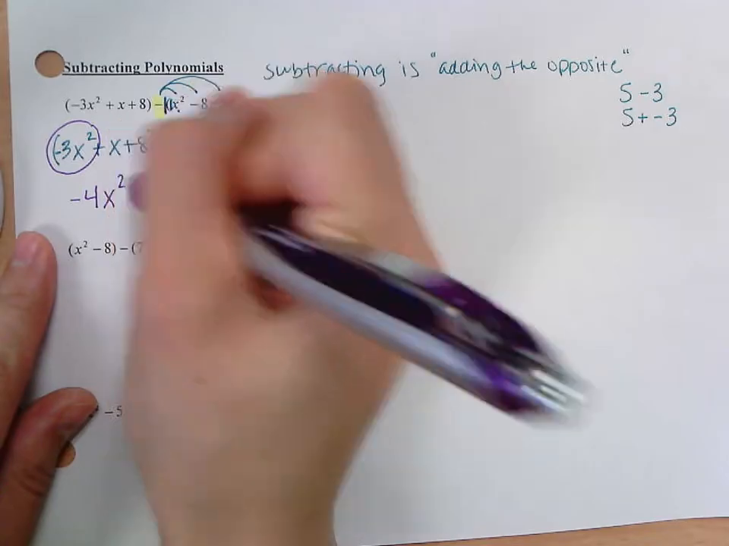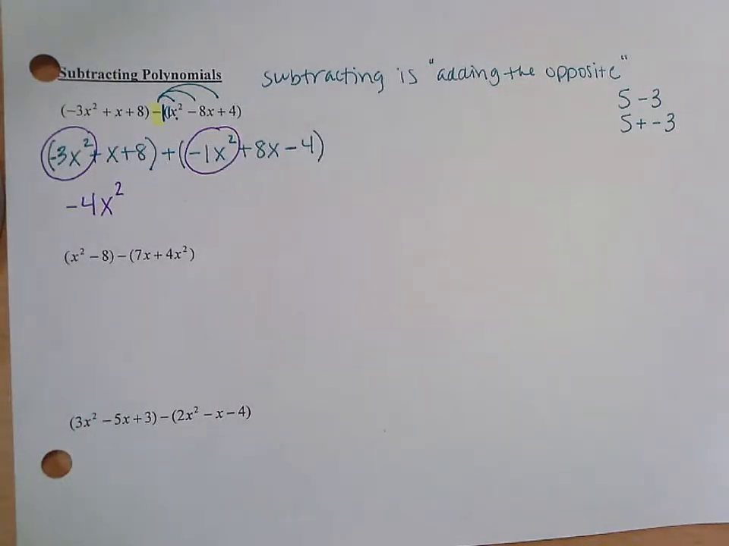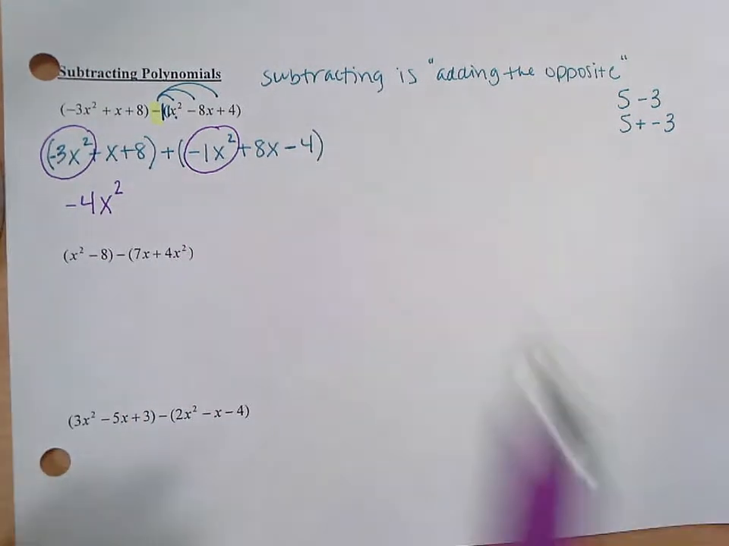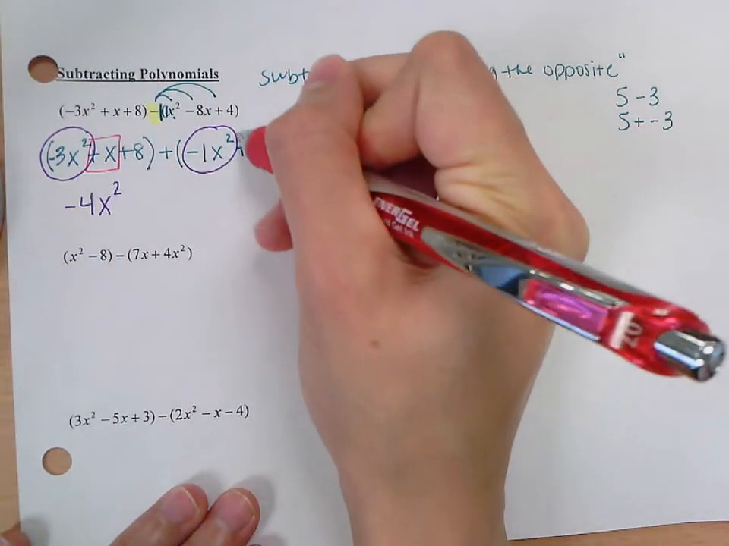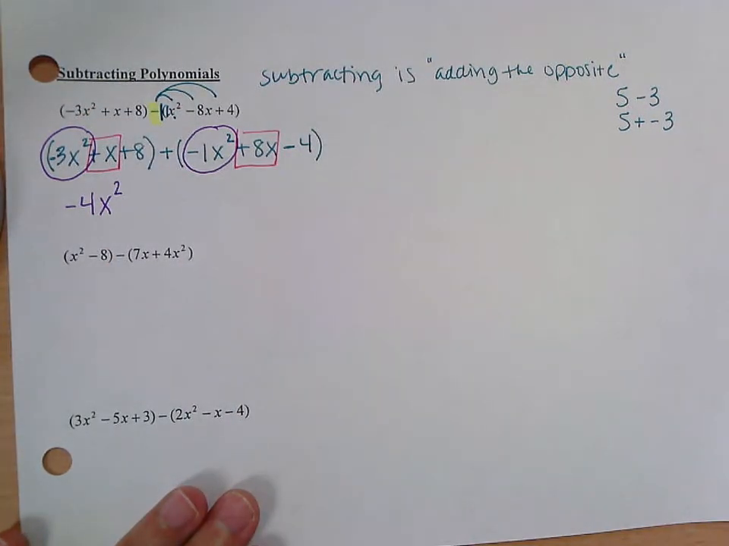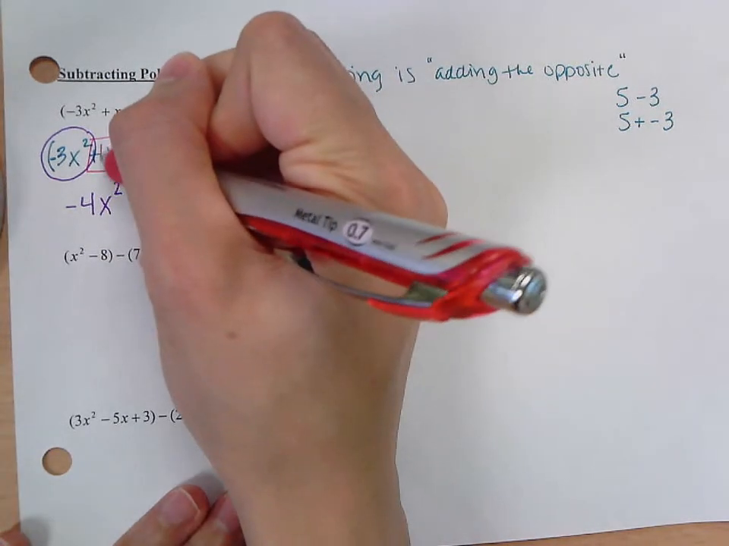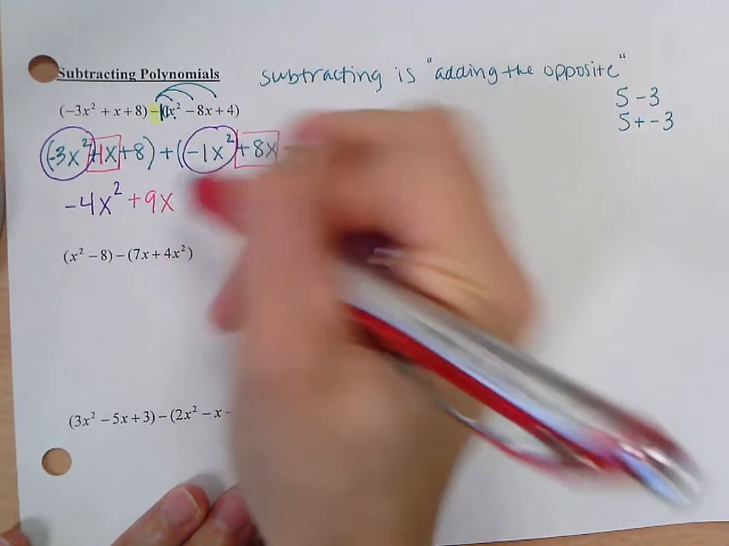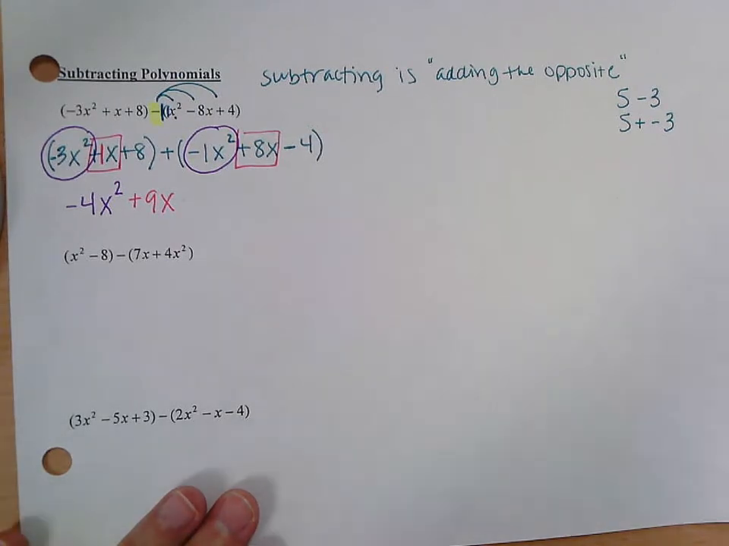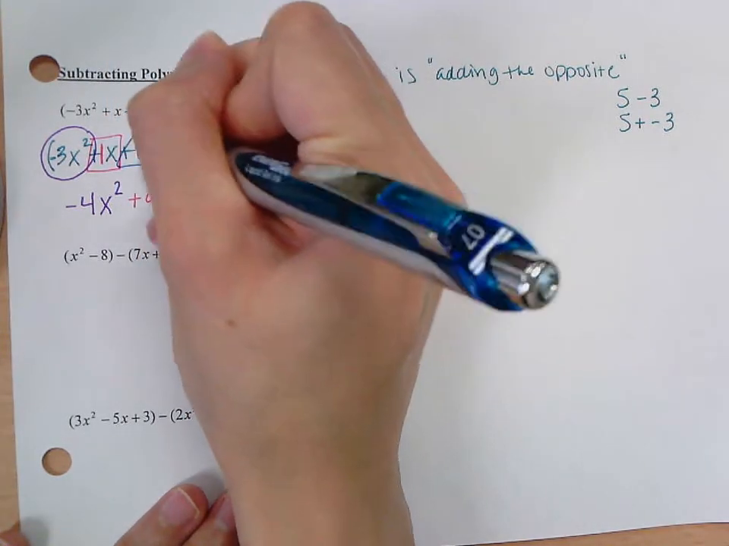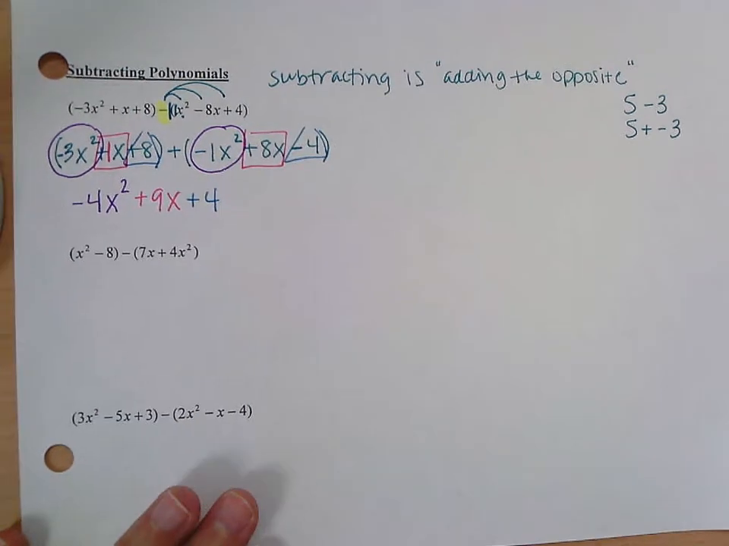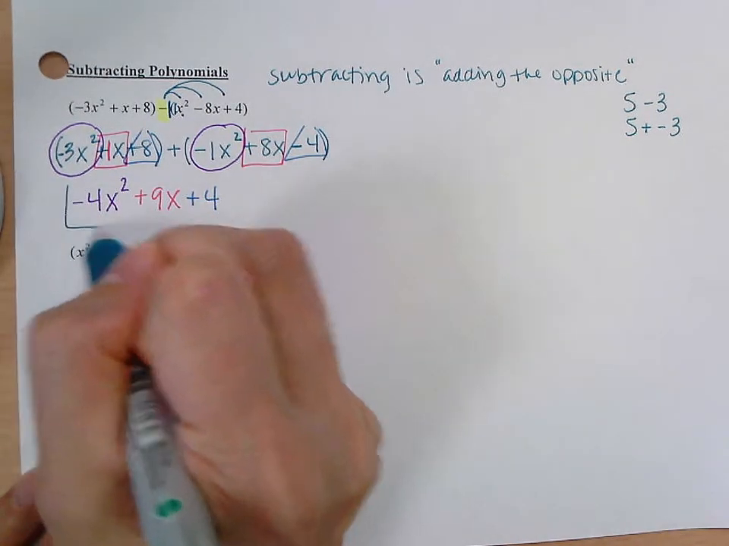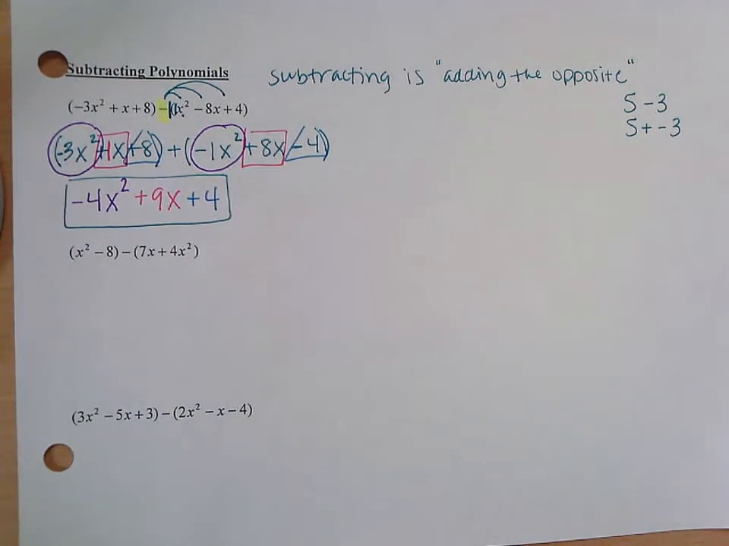Yep, exponent doesn't change. I just combine negative 3 plus negative 1. That's negative 4. X squared stays the same. Then I have a plus x here and a plus 8x here. That'd be 9x. There's a 1 in front of this x, so plus 9x. And then I have a plus 8 and a minus 4. So that would be positive 4. So I have negative 4x squared plus 9x plus 4.